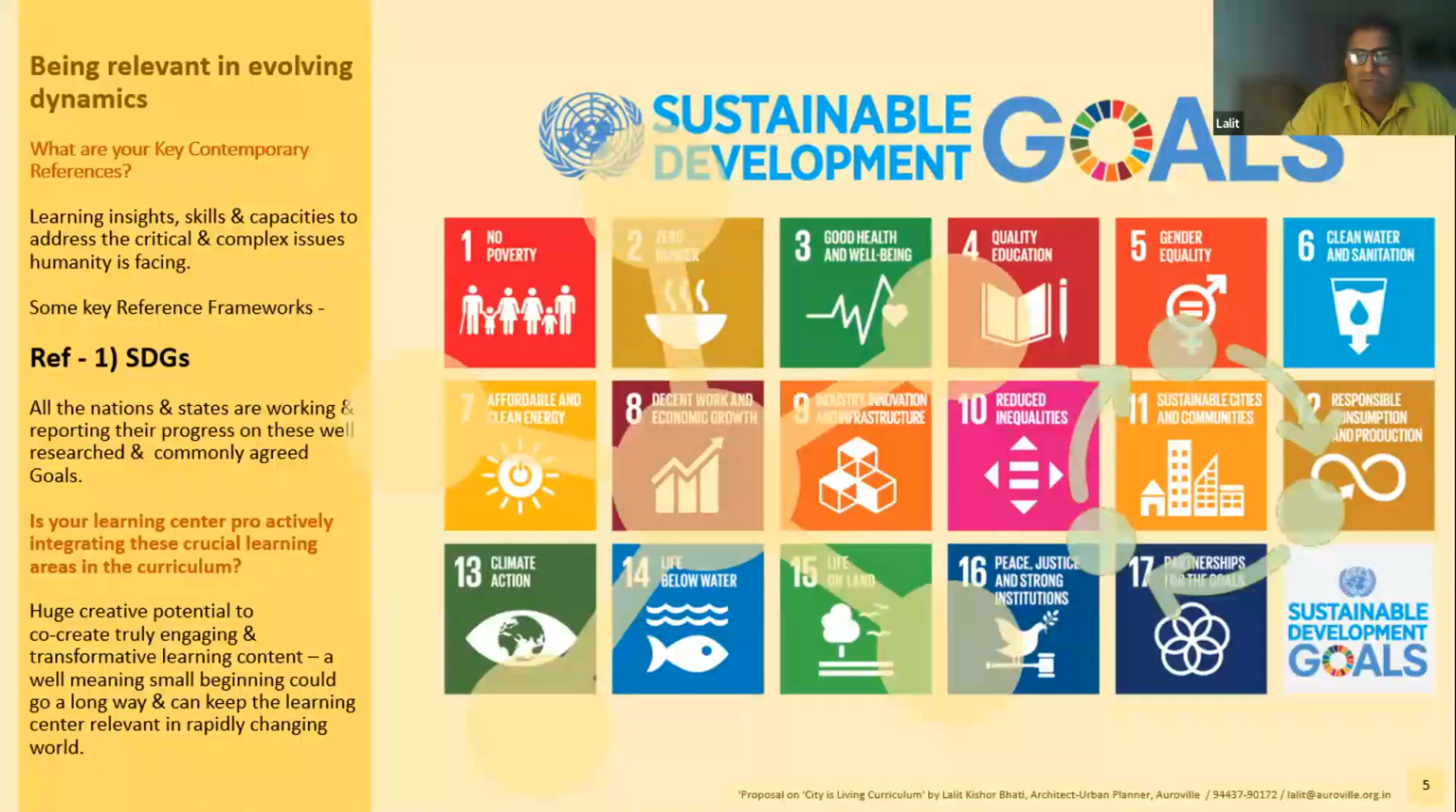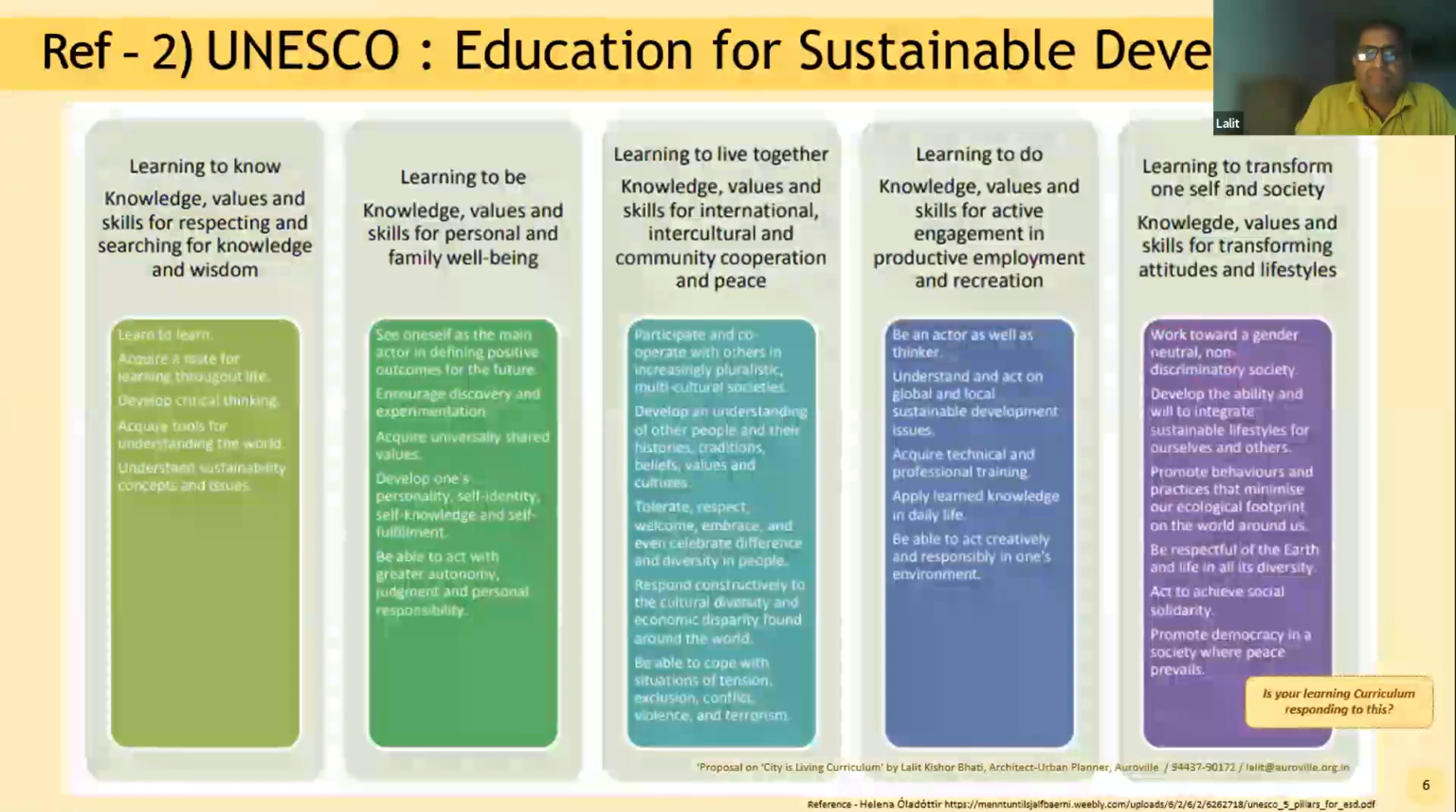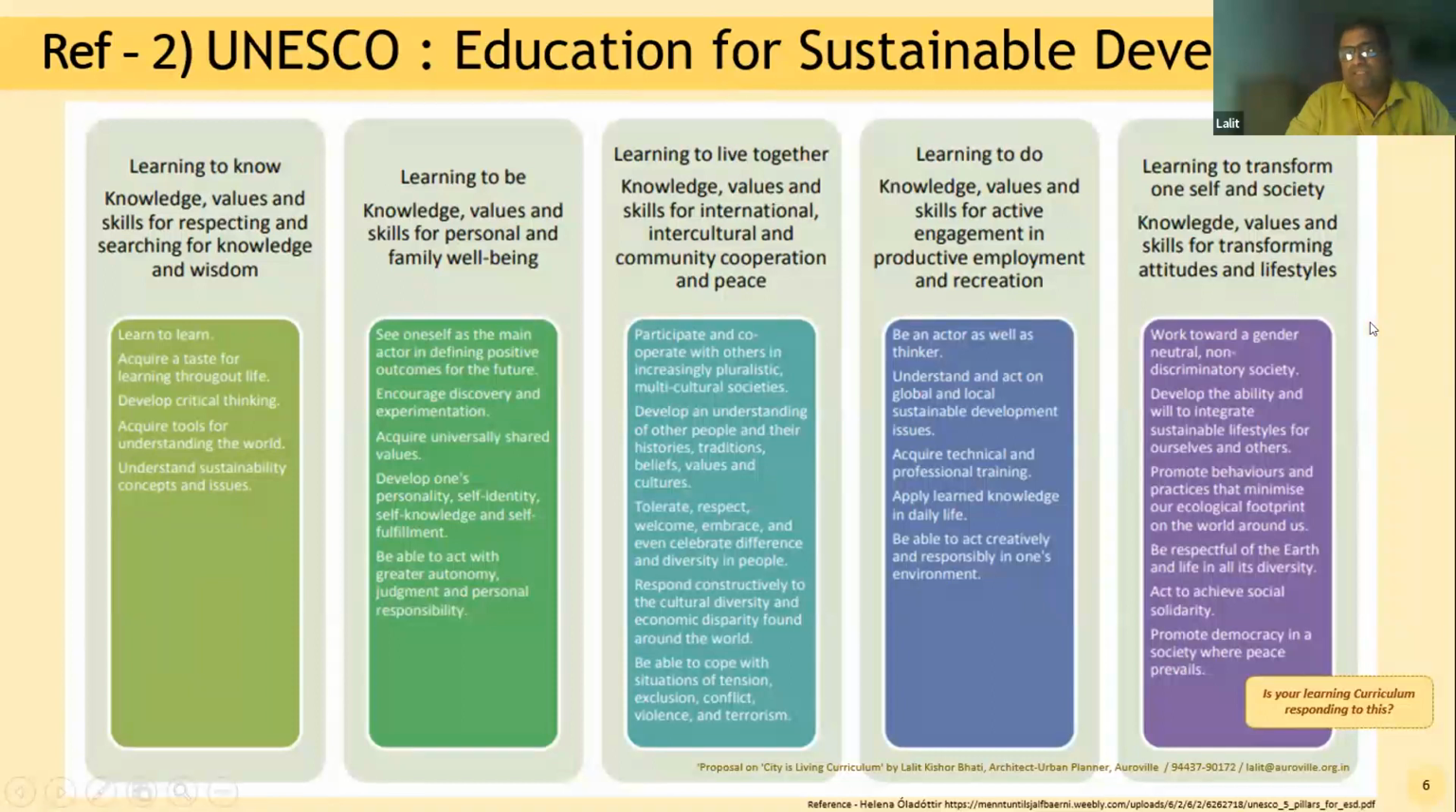So, for example, how is your architecture curriculum today responding, and what are they responding to? Sustainable development goals are one thing. Then there is UNESCO. The UNESCO charter talks about the pillars: learning to know, learning to be, learning to live together, learning to do, and learning to transform oneself and society. These are the guidelines which UNESCO shares, and these are also the kinds of qualities and dimensions we need in our youth.